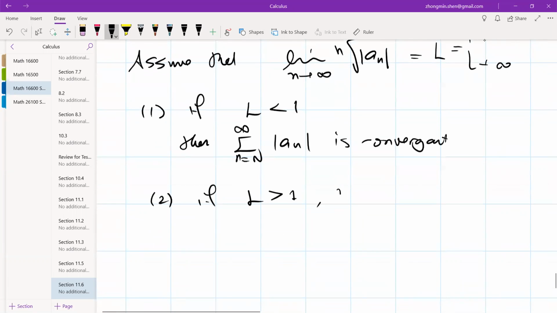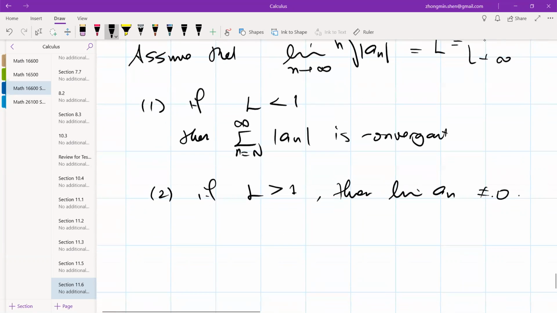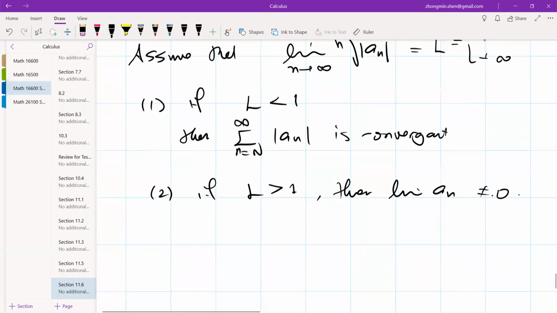Then the limit of a_n does not exist. Okay, it's not going to be 0. Anyway, it does not exist. It goes to infinity, grows up. So it's not going to be 0. That means the limit could be that it does not exist. All right, so that implies the series diverges.